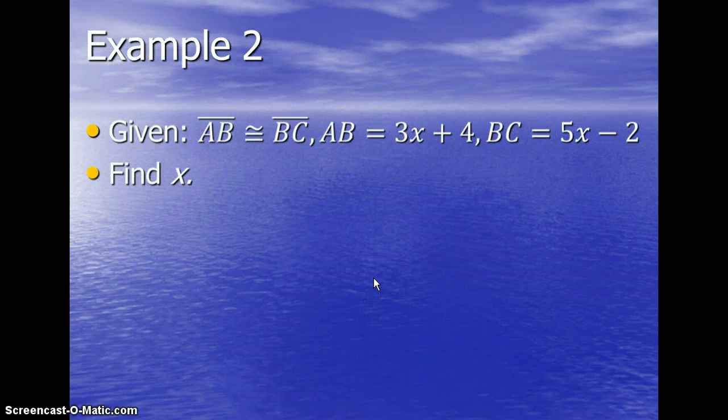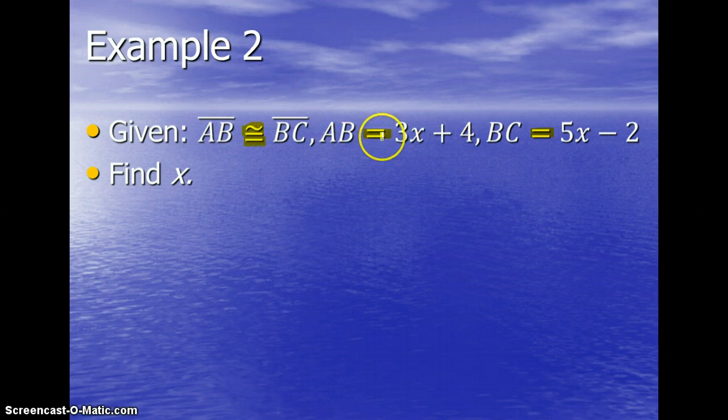So here's an example. We are given that segment AB is congruent to segment BC. We are given that AB measures 3x plus 4 and BC measures 5x minus 2. Notice that I'm using different symbols. When I'm talking about the segments but not about their measurements, I use the symbol congruence. When I'm given a statement about how I can find the measurement of the segment, we use the equal sign. It's not related to the two segments. It's one segment is given this measurement.